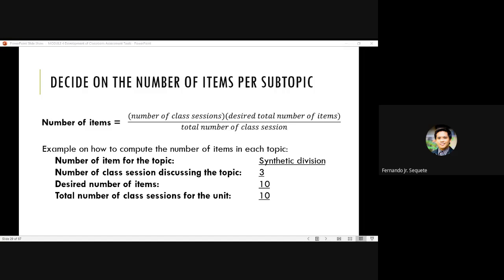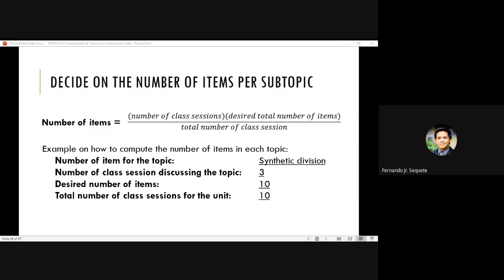It is expected that the more sessions there are, the longer the time the teacher discussed the particular topic, the more questions it will have in the exam. That is the assumption of the TOS. So for example, among our 4 topics, addition, subtraction, multiplication, and division, the one with the highest number of sessions the teacher taught is division.